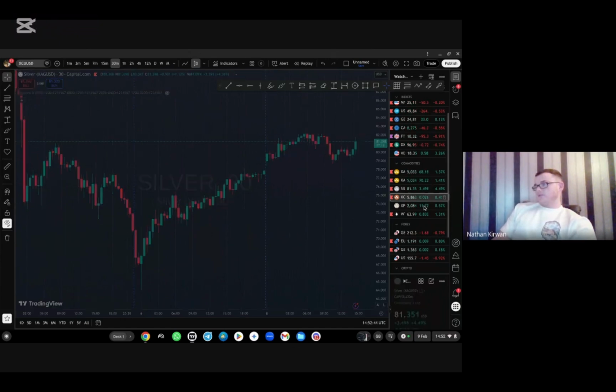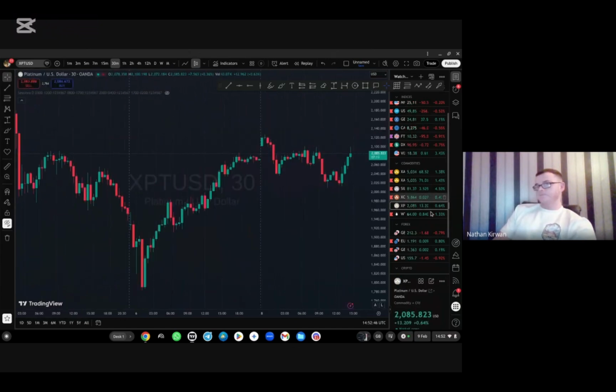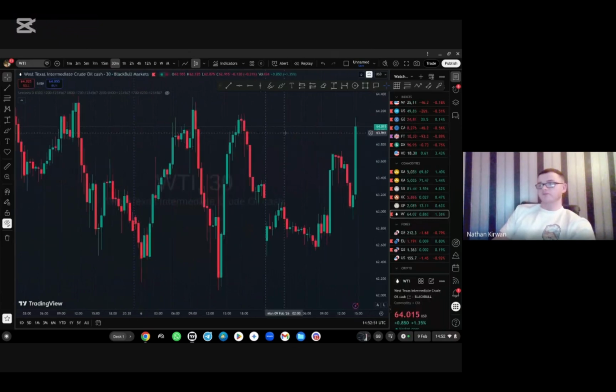Same with copper, same with platinum. And then you have oil. So when we're looking at the price of oil, you're looking at the price of oil per barrel. So as it stands now, one barrel of oil will cost you $64 US.